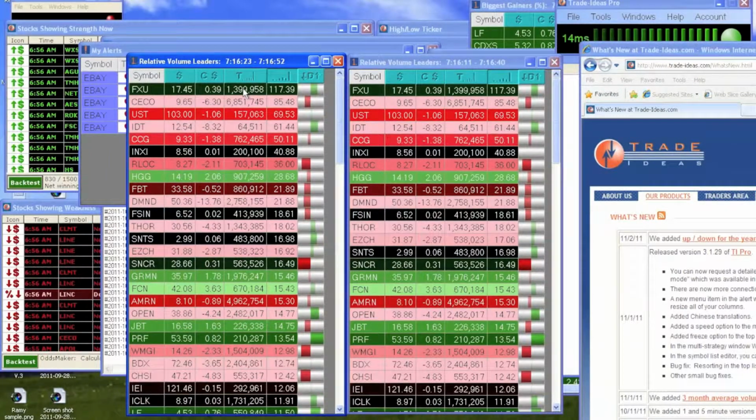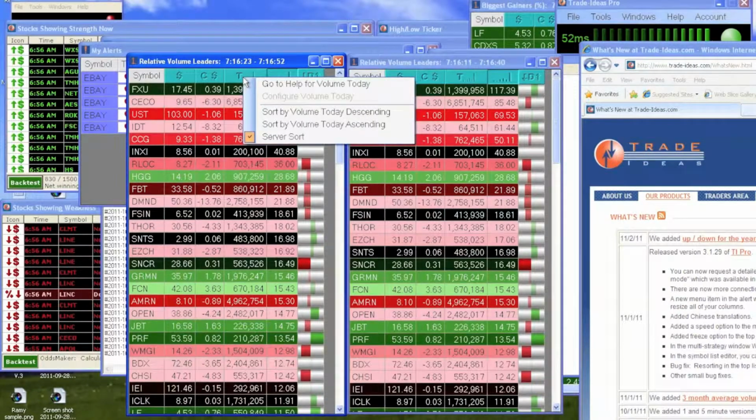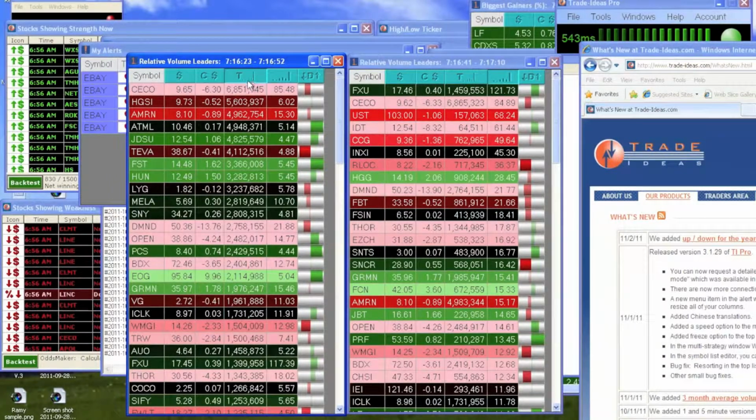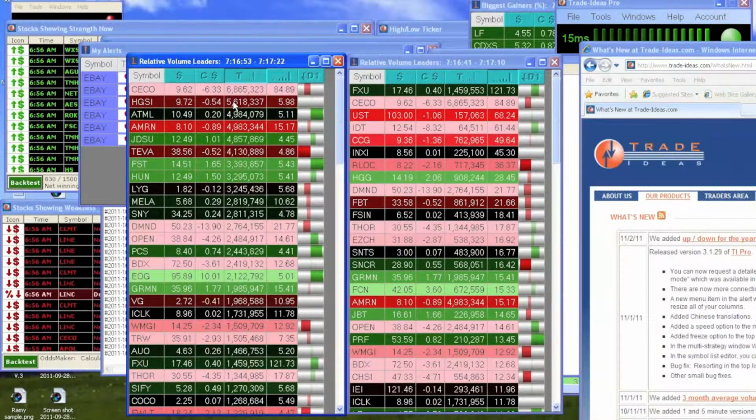So what if I want to separate those two things? What if I want to know who's done the most volume today? So I'm going to say sort by volume today. And notice how it's depressed. That's how you know what it's sorted by. And sure enough, I can see now this one has the most volume today. This one's second and third. But they're no longer in order by this.